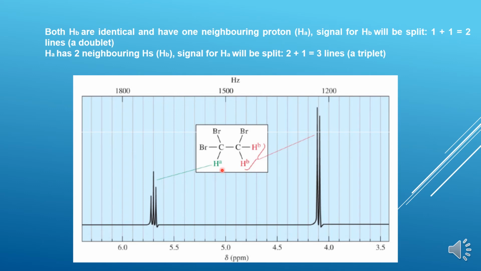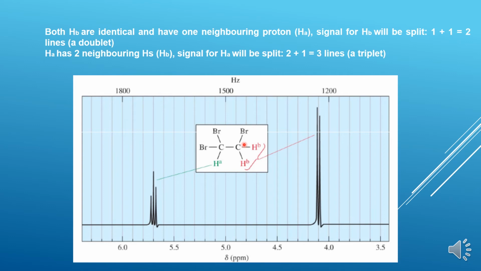They have one neighboring proton, that is HA. Therefore, the signal for HB will be split into 2, because by applying the n plus 1 rule, the neighboring proton will be 1 in that. So it will be 1 plus 1, 2. Therefore HB will be split into 2.